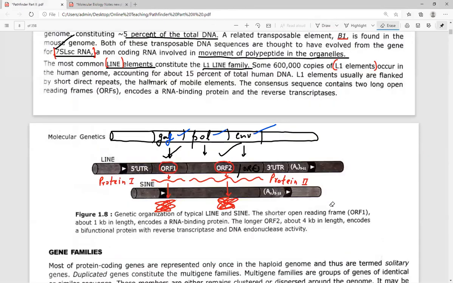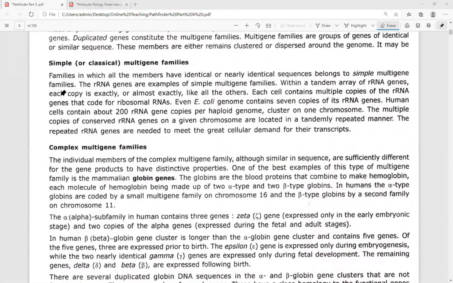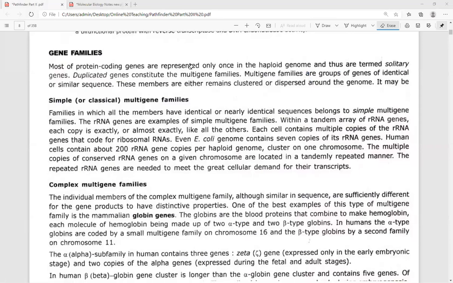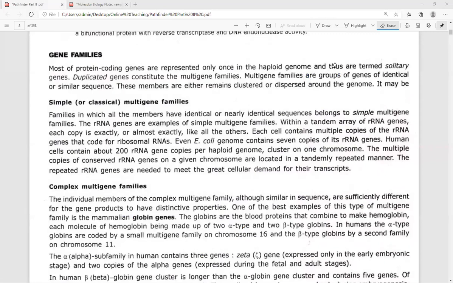Now, multi-gene families. Now, we are going to talk about the multi-gene families. What are these multi-gene families? What are these families and how are they present? Most of the protein coding genes that we always study are encoded within the genomic DNA. अधिकतर जितने भी प्रोटीन कोडेड जीन होते हैं ये हमारे जीनोमिक डीएनए में इनकोडेड होते हैं. Most of the protein coding genes are represented only once in the haploid genome and thus are referred to as solitary genes. So majority of the protein coding genes are just represented once in the entire genome, and that is why they are referred to as solitary genes.